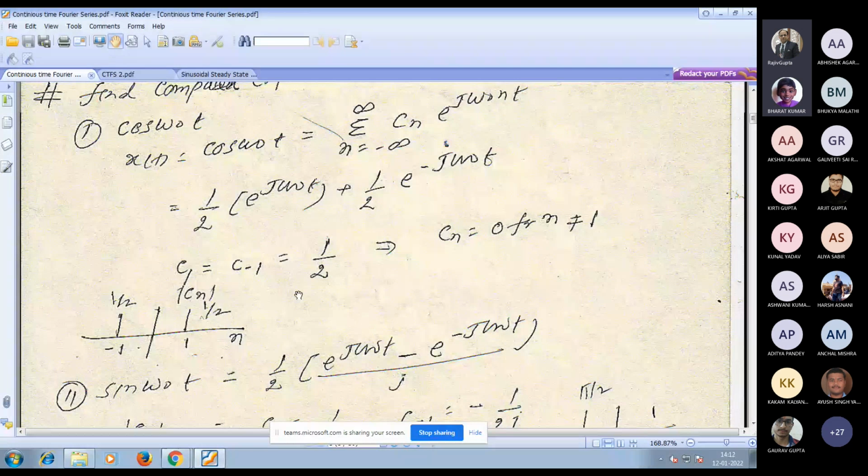Sir, there you have written C_n equals 0 for n not equal to 1. Yes, minus 1 should be added there: for n not equal to 1 and minus 1 both, C_n equals 0.